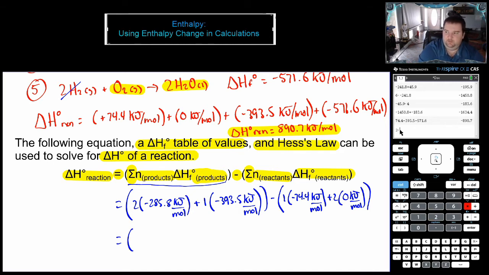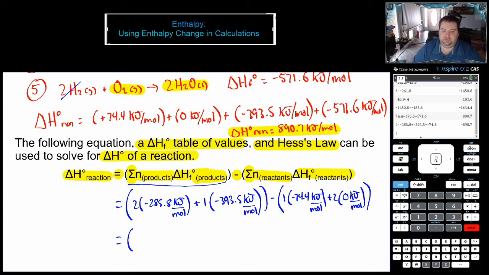Two times negative 285.8 plus, well, I don't know why I did that, because it's just multiplying by 1, negative 393.5. Okay. Minus, there's only one value here, and it's negative 74.4 equals.